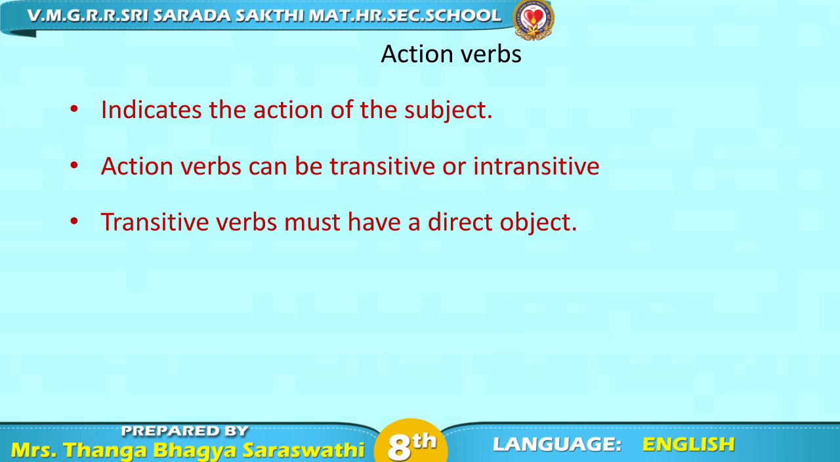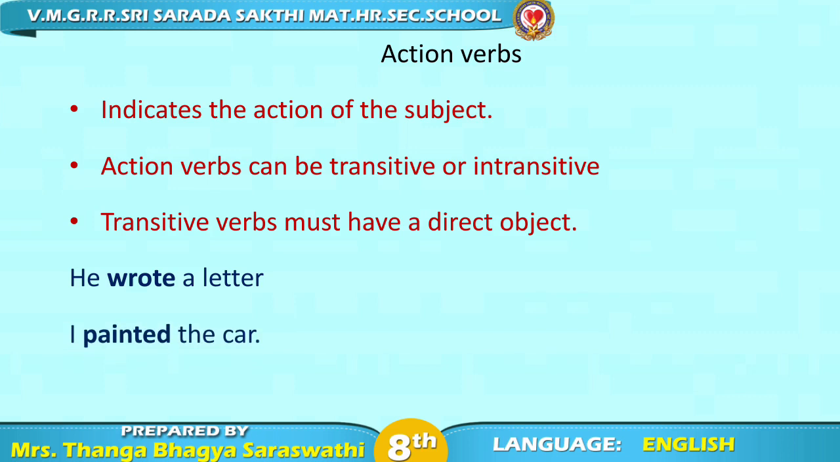So the action verbs may be transitive or intransitive. Before that, what is meant by transitive verb? A transitive verb must have a direct object. In a sentence, when a verb contains the direct object, it is called a transitive verb. For example, he wrote a letter. Here a letter is an object. So here wrote is the transitive verb.